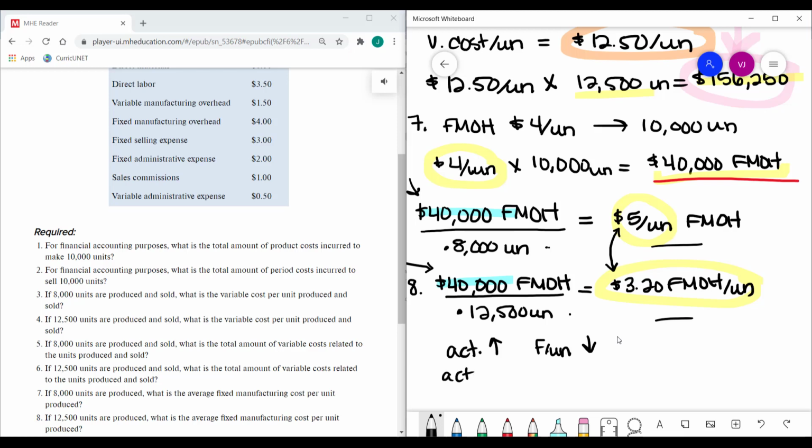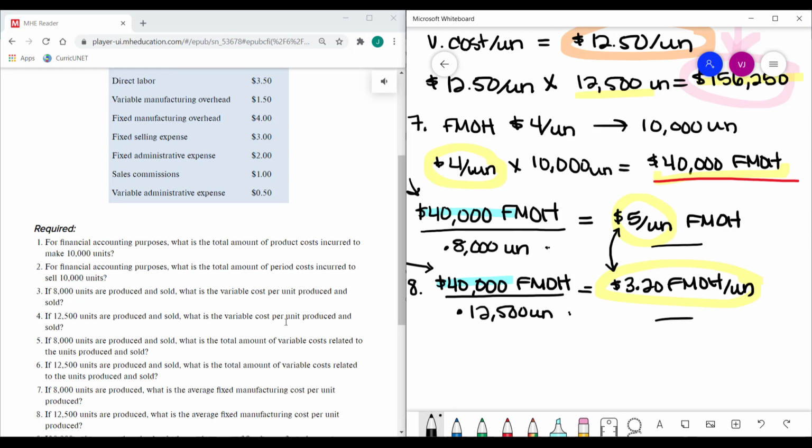But when activity goes down, so let's say we go from 12,500 down to 8,000, when activity goes down, your fixed costs per unit go up, right? Because if we go down from 12.5 to 8, it goes from $3.20 per unit to $5 per unit. So the lower your activity, the less units you get to spread that fixed cost across. All right, very good. So we will move on to question 9.